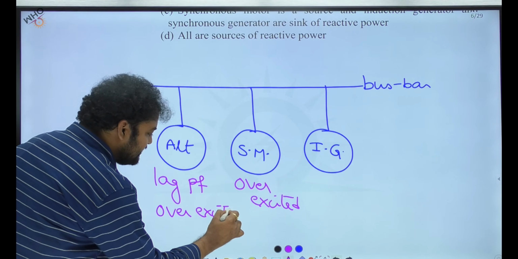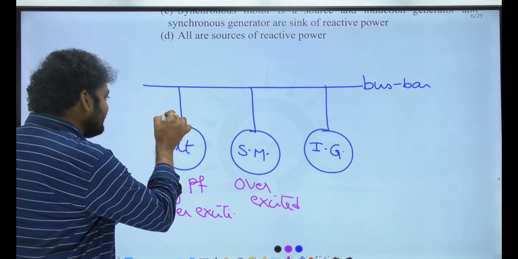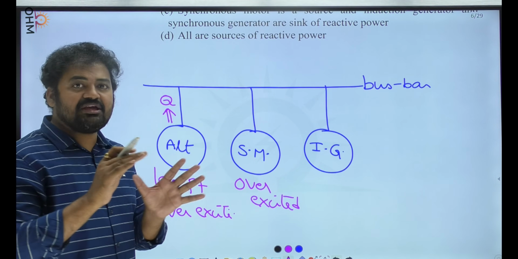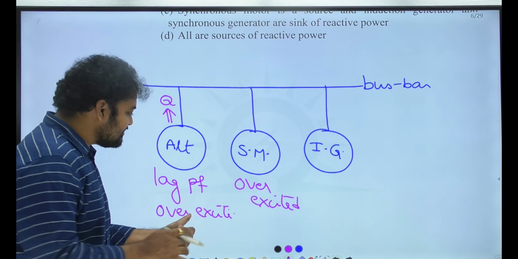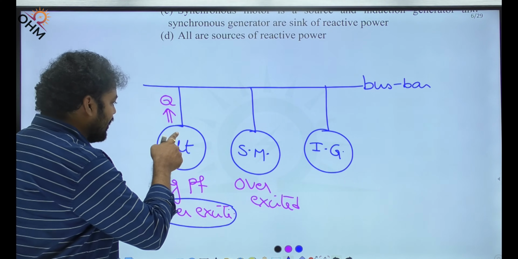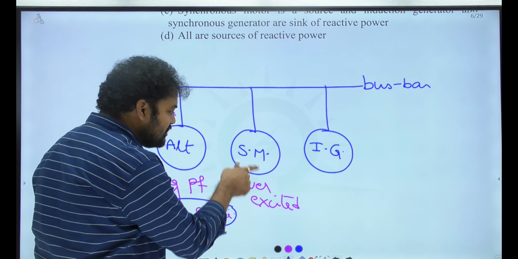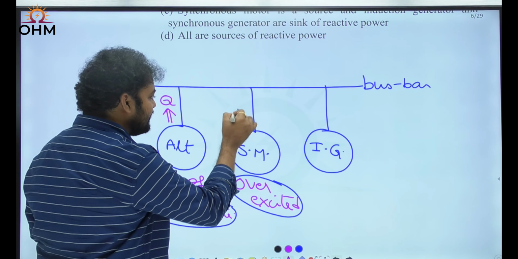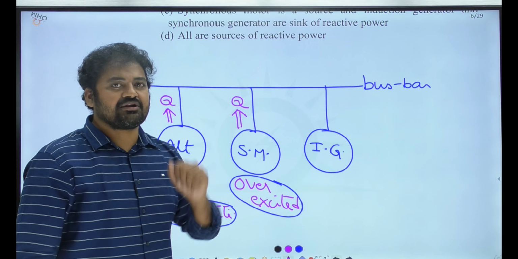We all know that any synchronous machine which is under overexcitation is always generating reactive power. Any synchronous machine, that means it may be a synchronous generator or a synchronous motor, overexcitation will always represent generation of reactive power. Therefore, the alternator is generating reactive power. At the same time, it is clearly mentioned the synchronous motor is also overexcited. Overexcitation means reactive power is generated. Therefore, both synchronous machines are generating reactive power.